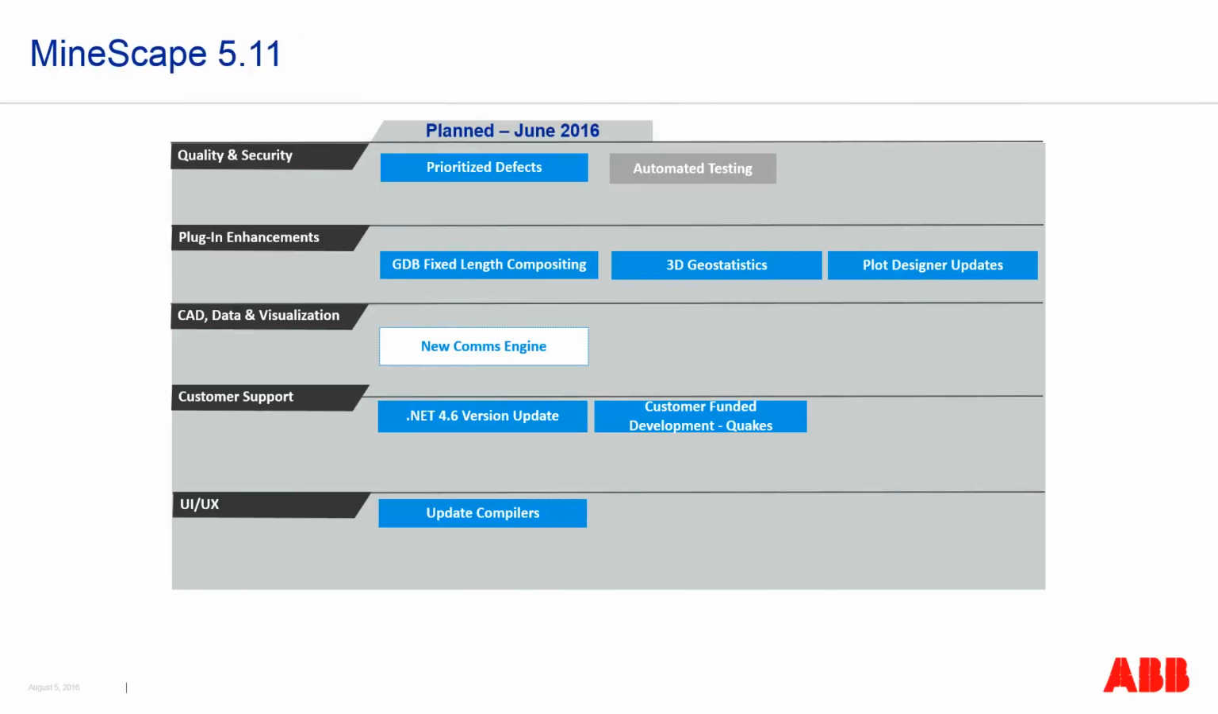The contents of 5.11 are prioritized defects and automated testing, GDB fixed length compositing, 3D Geostatistics Solution, plot designer updates. We've been working on a new comms engine for our next major release, but this will not be released in the 5.11. We now support .NET 4.6. We've done some customer funded development and updated our compilers.